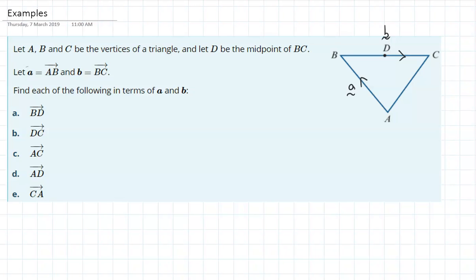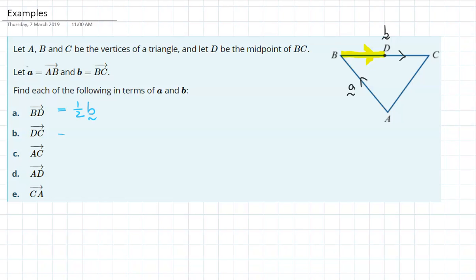So we're going to go from B to D. Okay, so B to D, and I'll highlight and then rub out as we go. B to D is this vector here. So if we are told that D is the midpoint of BC, and BC is equal to little b, then BD in terms of a and b would be equal to a half b. Is that fair enough?